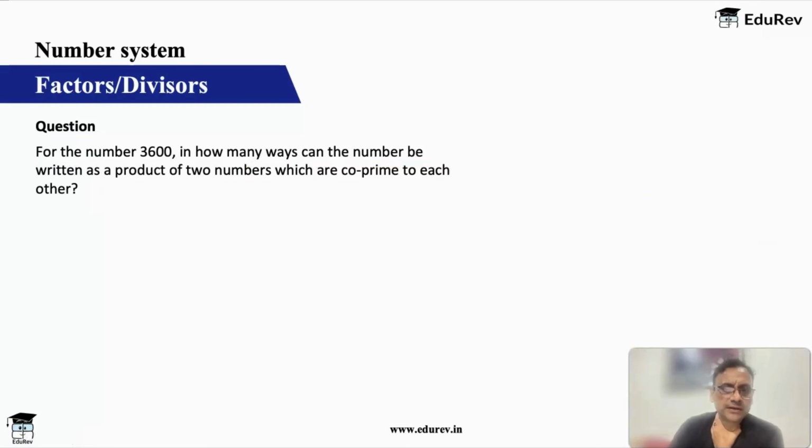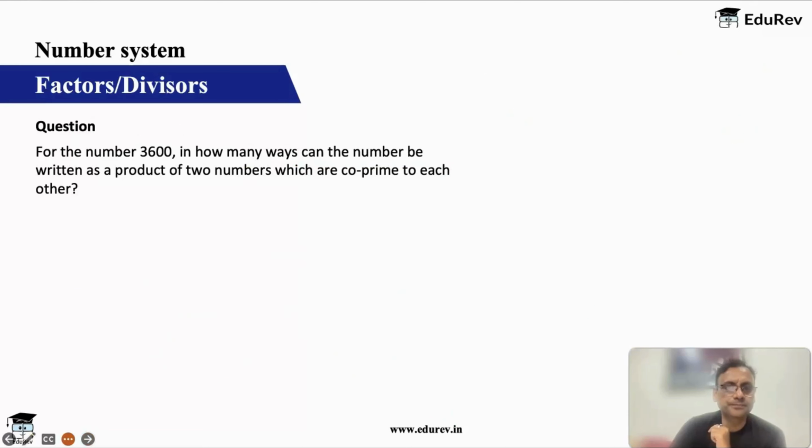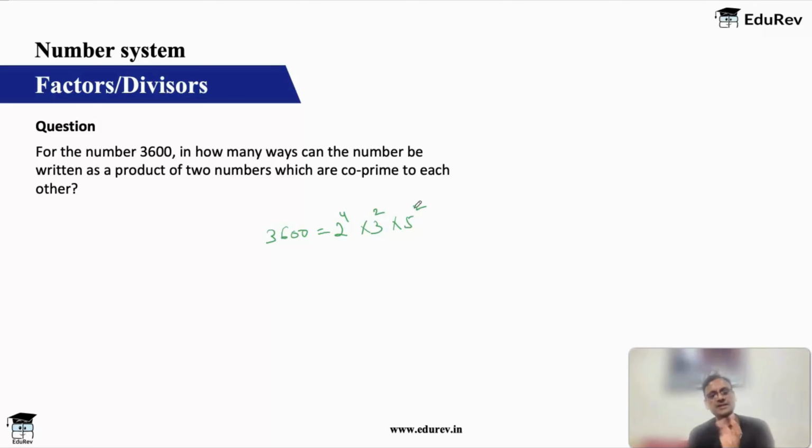Simple concept. Let's do a question on this. For the number 3600, in how many ways can the number be written as a product of two numbers which are co-prime to each other? 3600 we had factorized. What were the factors? 2 to the power 4, 3 square, 5 square. So 3600 is equal to 2 to the power 4 into 3 square into 5 square. The answer will remain the same as for 120 that we just saw, because n is equal to 3 here. As I told you, this answer depends on n. So the answer is 2 to the power 3 minus 1, which is 2 square, which is equal to 4.